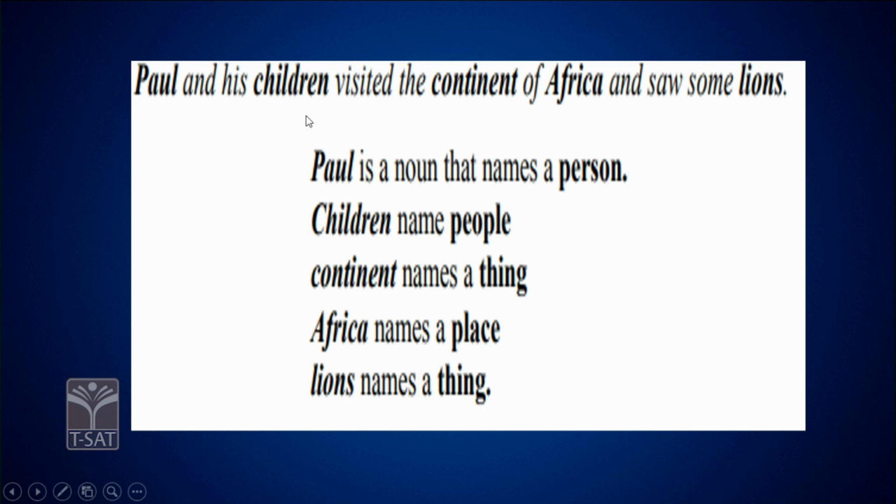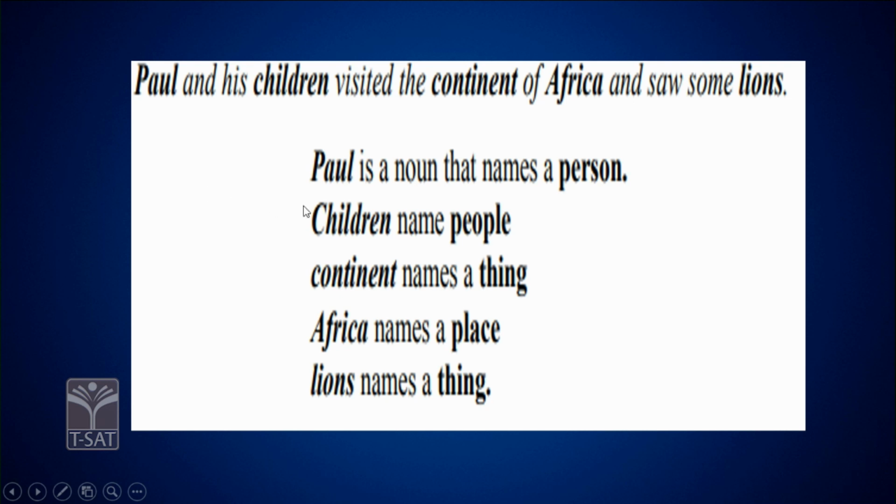But you can usually insert them without changing the meaning of the sentence, right? Now you see, Paul and his children visited the continent of Africa and saw some lions. This is a sentence, and in this sentence we have several nouns: Paul, children, continent, Africa, lions.